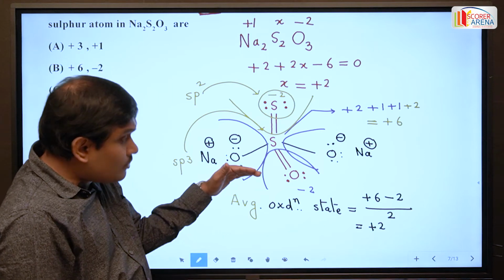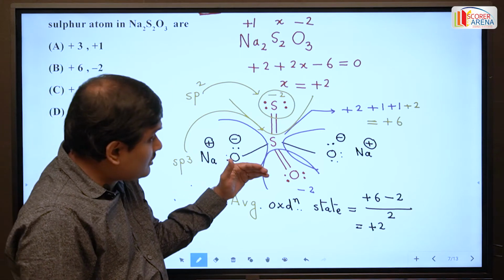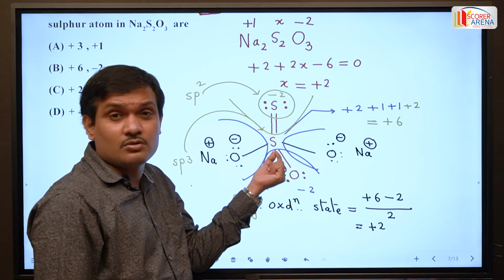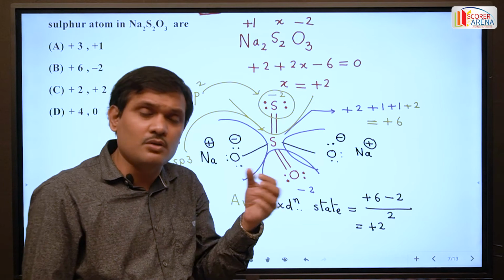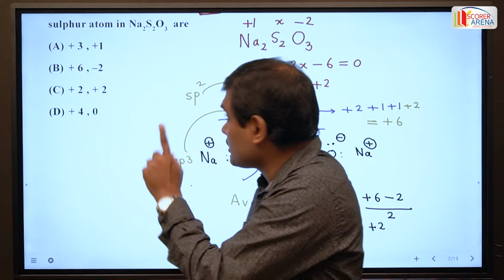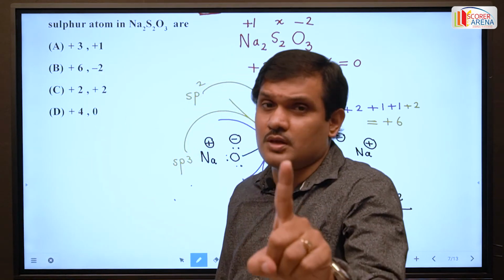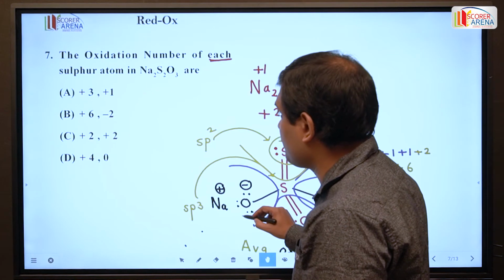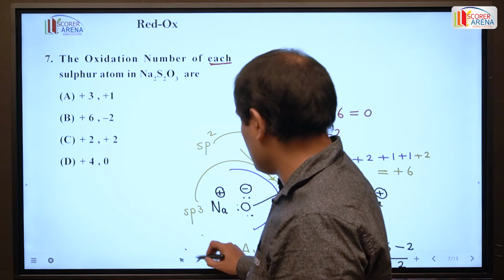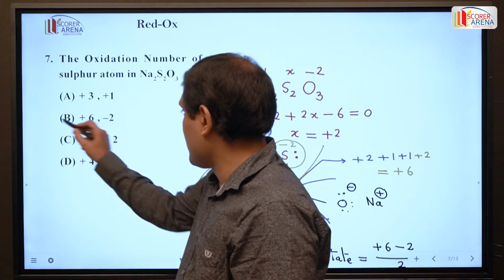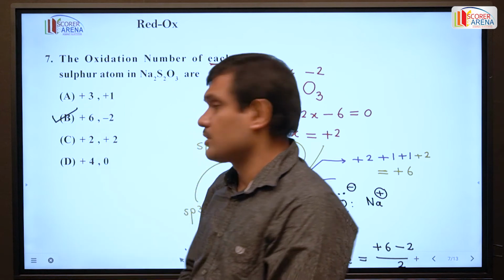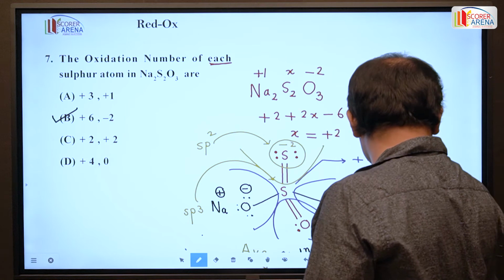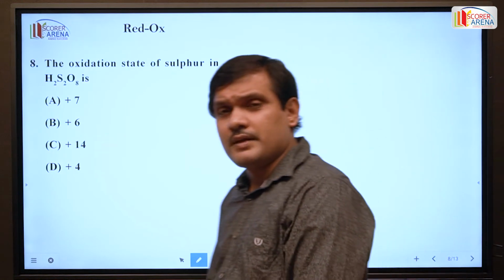But when you calculate the oxidation state by drawing the structure, you will get the oxidation state of each sulfur, and you may call it the oxidation number for each sulfur. So for the correct option, definitely I would go for +6 and -2. It will be the most correct option for this question. So let us move on to the next variation.